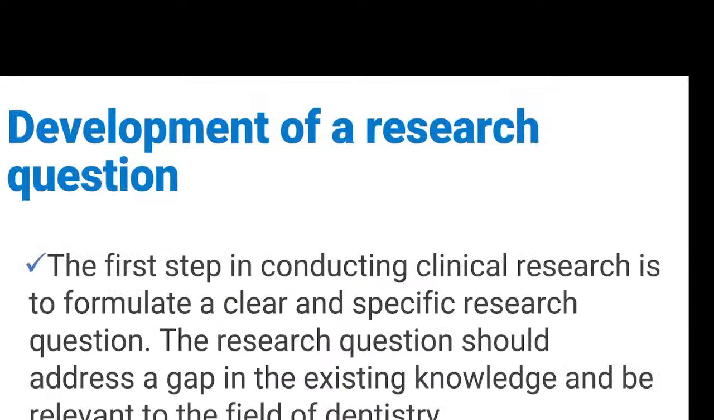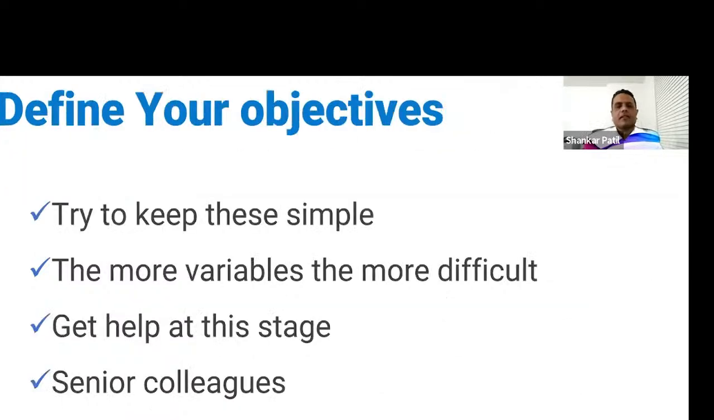Development of a research question. The first step in conducting clinical research is to formulate a clear and specific research question. That is very, very important. Why you need to do the study, or what is the need for doing the study, that is important. Because if many studies have already been published in the literature, the journals will not be keen to publish an already published entity. So the need for the study is very, very important. Why you want to do the study, that question needs to be answered.